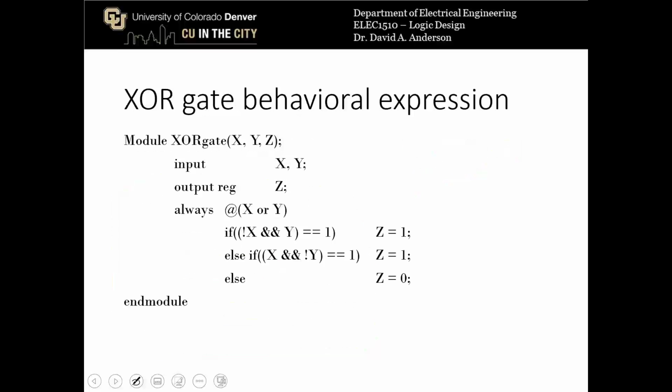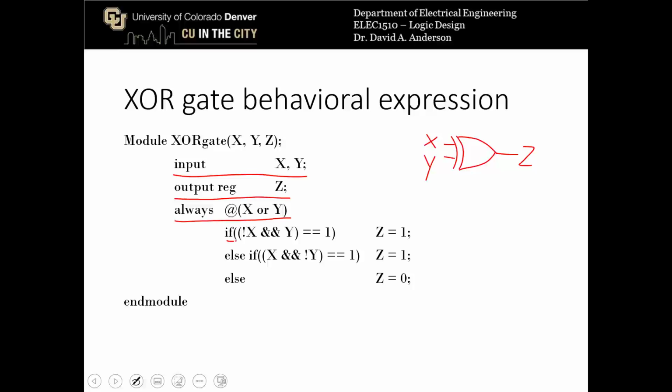All right, so a little more complicated behavioral expression is, let's say that we want to model an exclusive OR gate with inputs x and y and output z. We declare our inputs x and y, we declare our output reg z, and then we say always at symbol x or y. Now we can account for the two combinations that produce a 1 at the output in various ways. I chose just to demonstrate an if statement, an else if statement, and an else statement to break it into two parts. So each part would refer to one minterm.